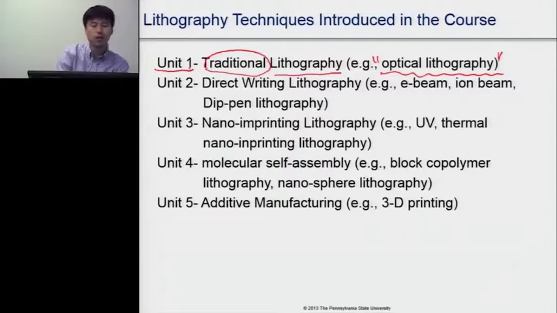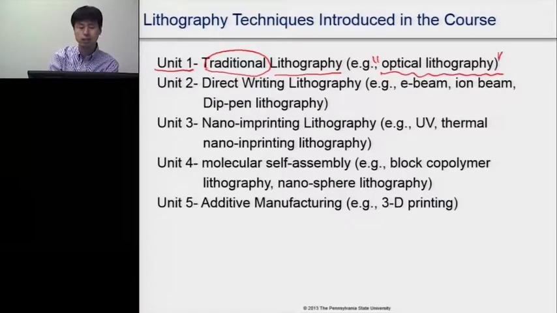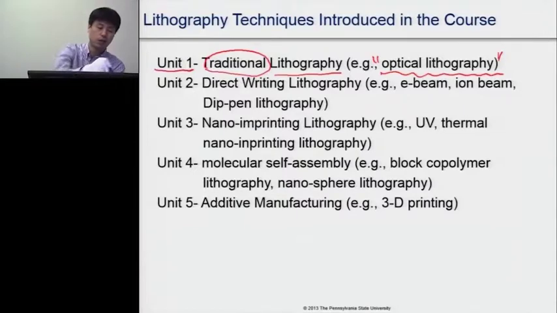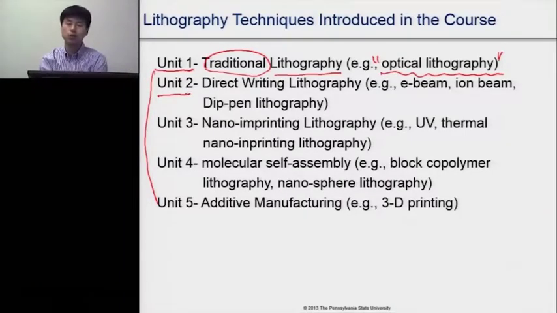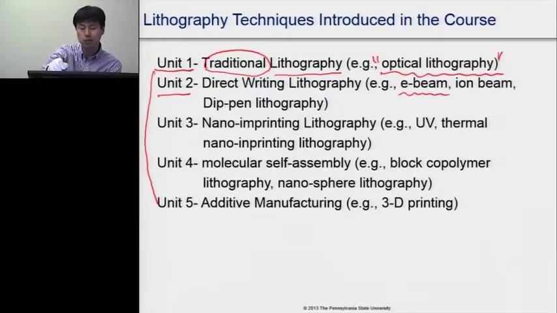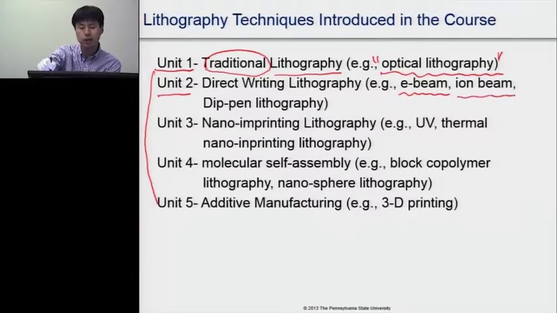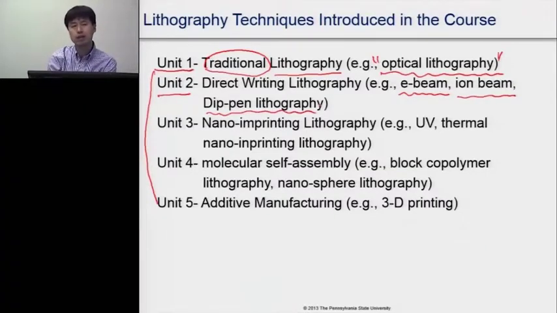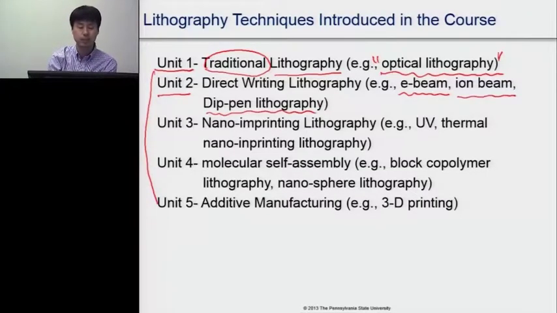In Unit 1, I'm going to talk mainly about the current technologies used for the microelectronics industries. We do have 5 units for this course. In Unit 2, I will move the topics to direct writing lithography. Examples of this technology are electron beam lithography, ion beam lithography, and dip pen lithography. These three lithography techniques all use direct writing.